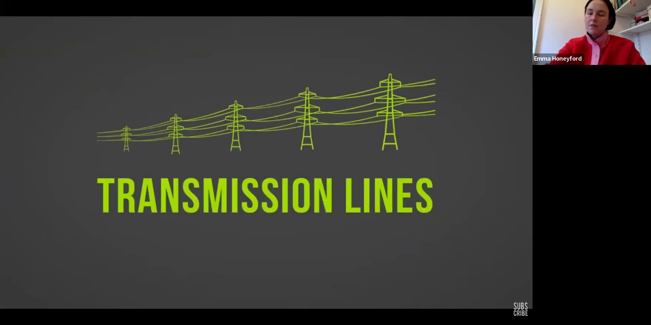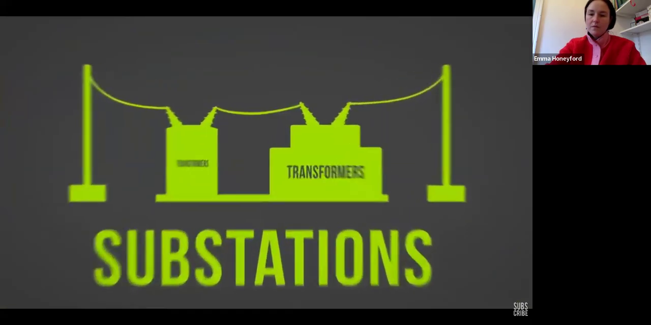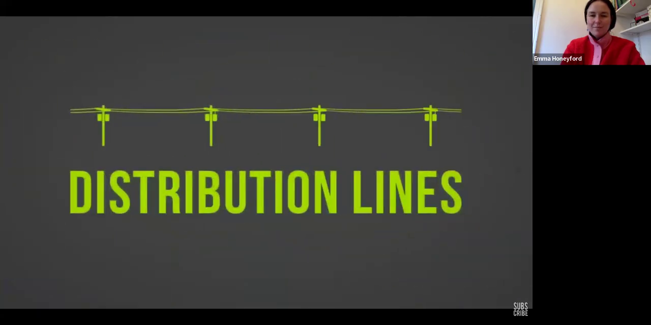transported over long distances; substations, where electricity voltage is increased or decreased; transformers, the mechanisms that actually increase or decrease the electricity voltage; distribution lines, infrastructure similar to transmission lines but for lower voltages of electricity.